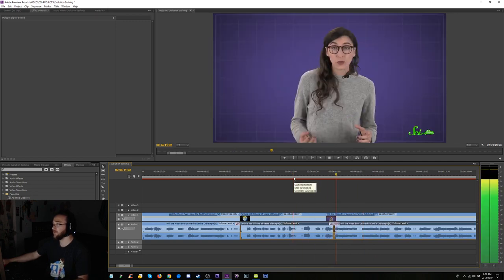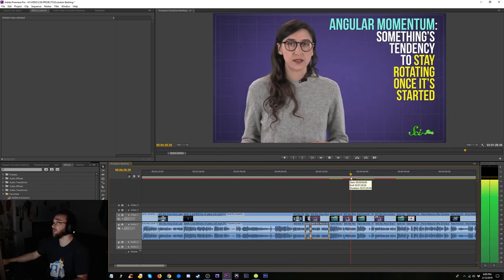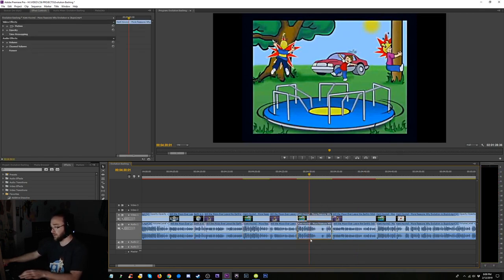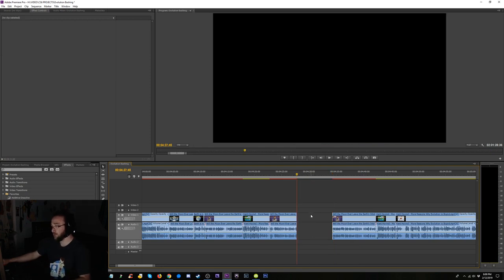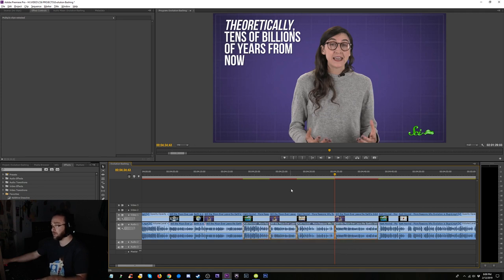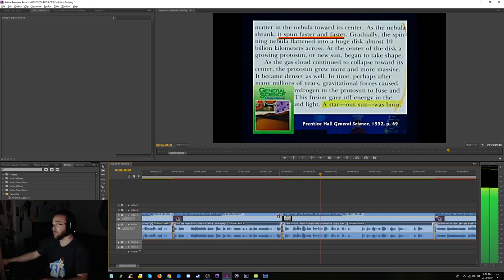It can't be true. The reason it's moving away also explains why it will never leave us. Something's tendency to stay rotating once it's started. If a hand grenade explodes, can the fragments ever hit each other? No, we don't need that. We need this. Paste it. Bring it in. Try this. This little tiny dot was spinning.